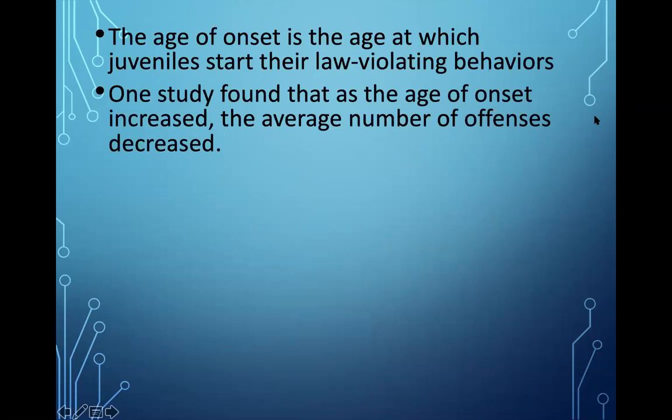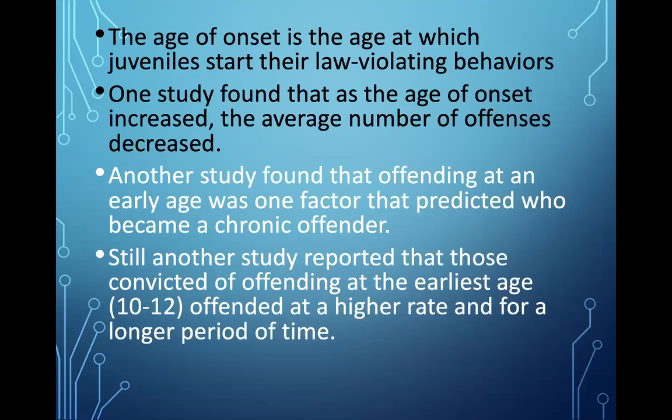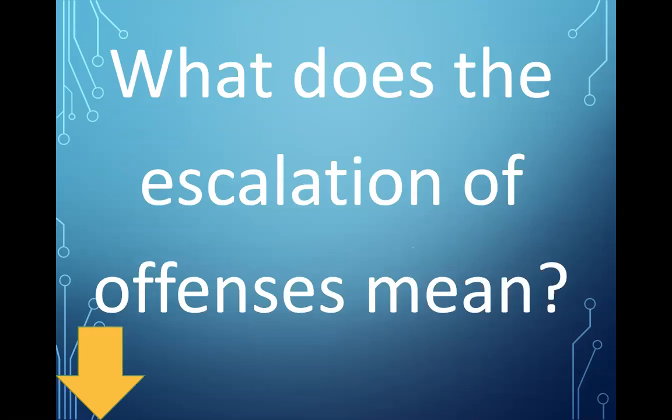One study found that as the age of onset increased, the average number of offenses decreased. Another study found that offending at an early age was one factor that predicted who became a chronic offender. So the earlier somebody started committing crimes, it predicted if they were going to be more into committing crimes as they got older. Still another study reported that those convicted of offending at the earliest ages, like at 10, 11, or 12 years old, offended at a higher rate and for longer periods of time.